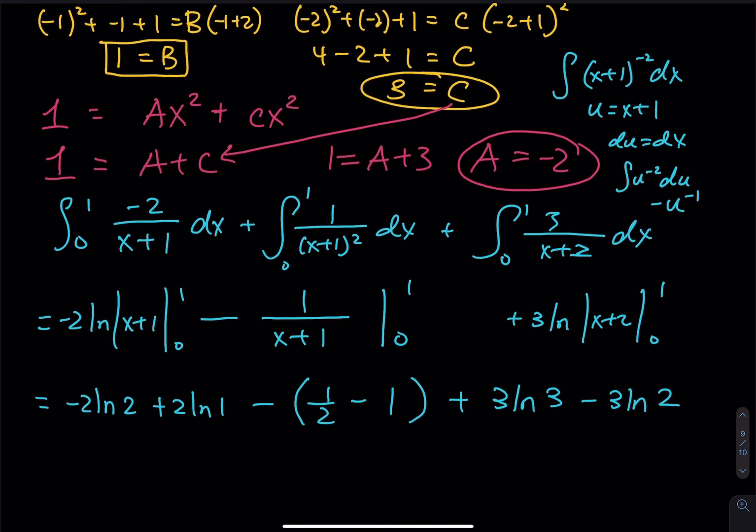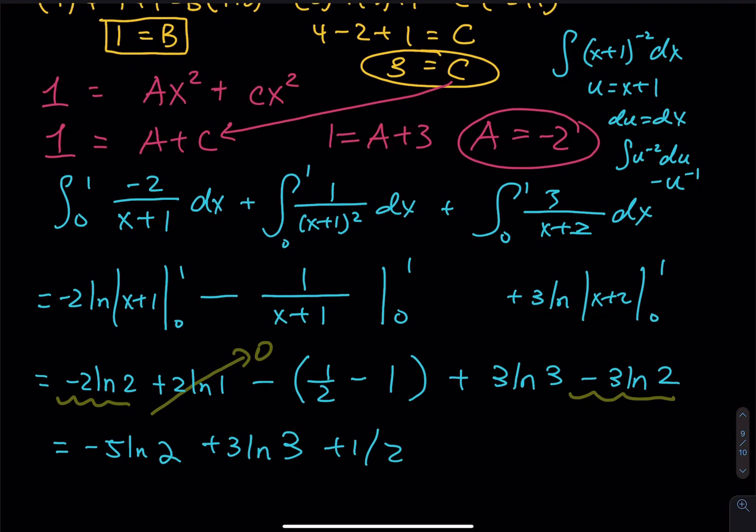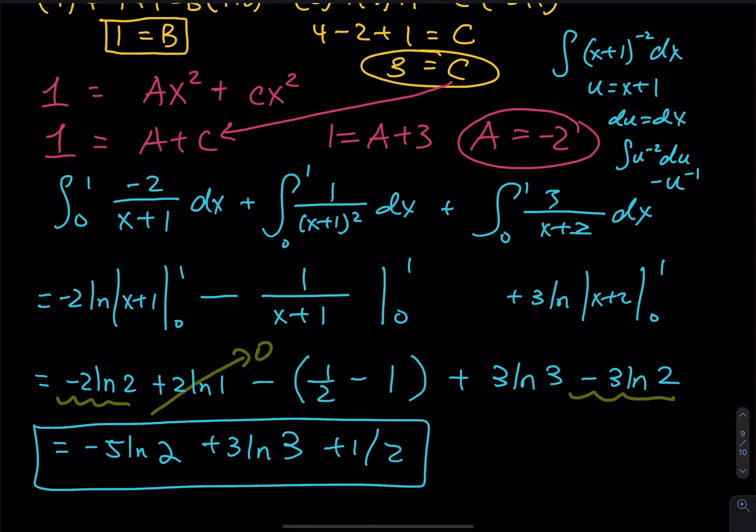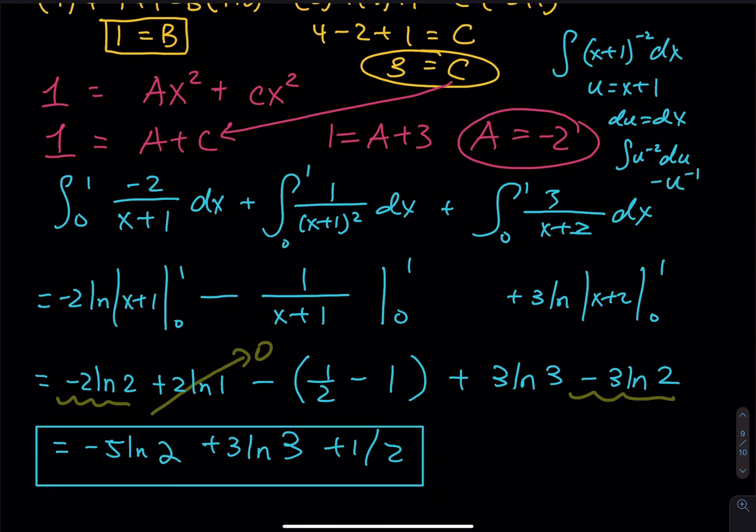Okay, can we simplify this? So the ln 1 is equals to 0, and then we have negative 2 minus 3, so that gives me a negative 5 ln 2, and then plus 3 ln 3, and then minus negative 1/2, which is plus 1/2. All right, so that is the solution to the given integral.